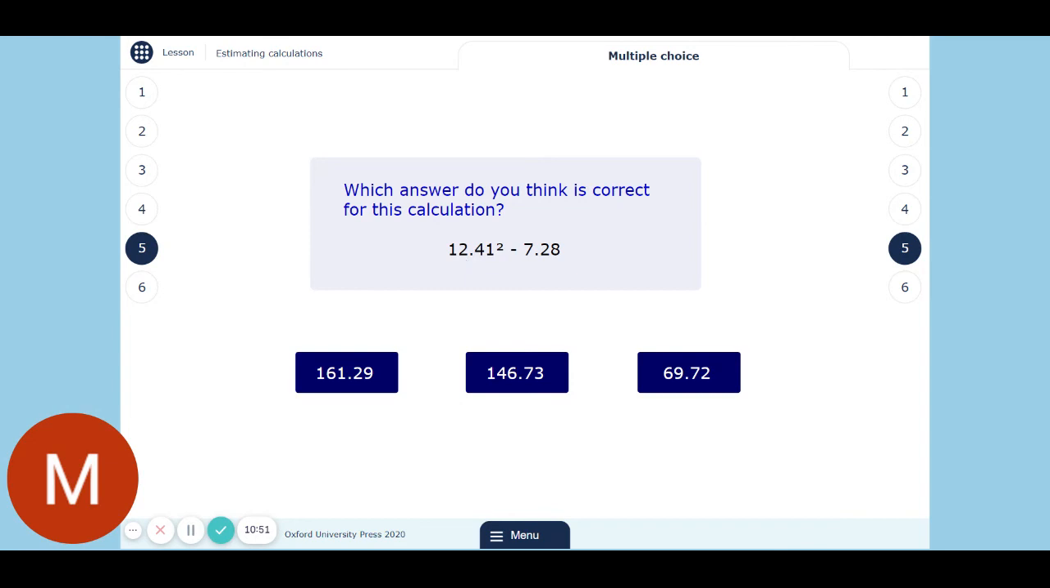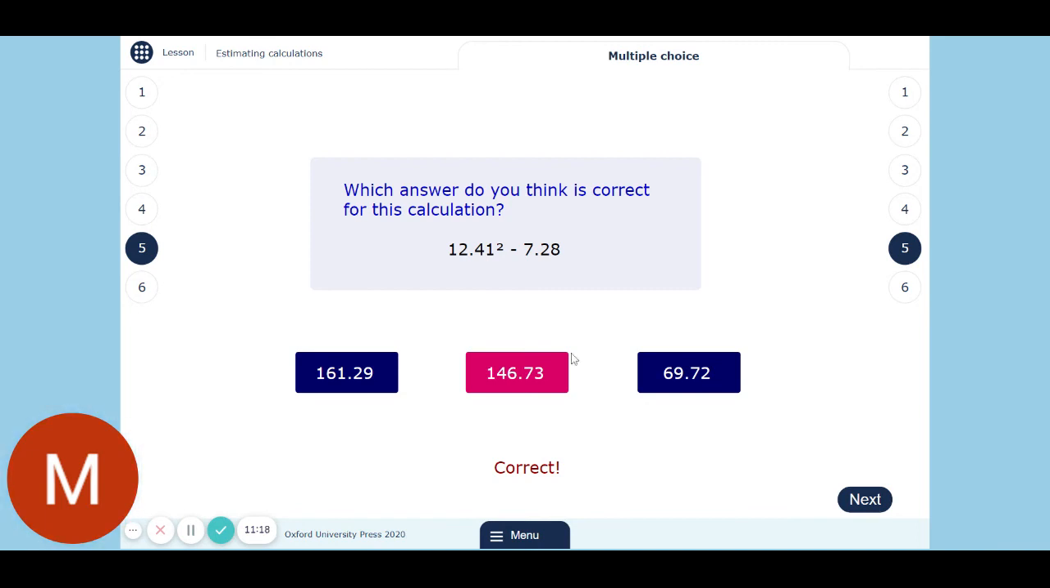12.41 rounds to 10. 10 take away 7. Sorry, 10 squared is 100. 100 take away 7. Well, it's going to be about 93. So it's about 30 away. But I know that 12 squared is 144. So I think it's going to be this one.